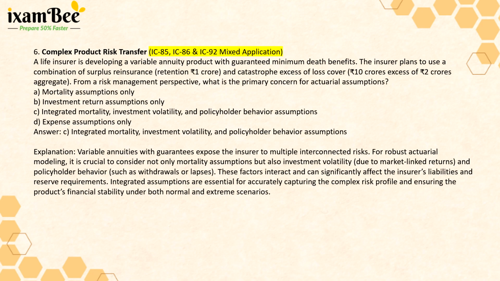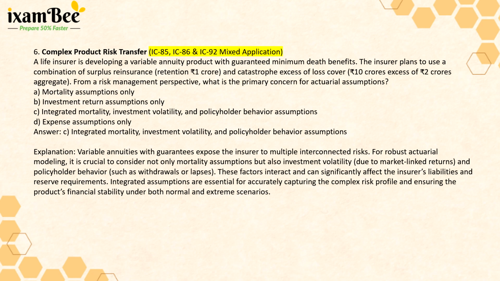Question number 6 is a complex product risk transfer question, and here there is a mixed application of IC 85, IC 86 and IC 92. A life insurer is developing a variable annuity product with guaranteed minimum death benefits. The insurer plans to use a combination of surplus reinsurance with a retention of 1 crore and a catastrophic XL cover of 10 crore excess of 2 crores aggregate. From a risk management perspective, what is the primary concern for actuarial assumption?